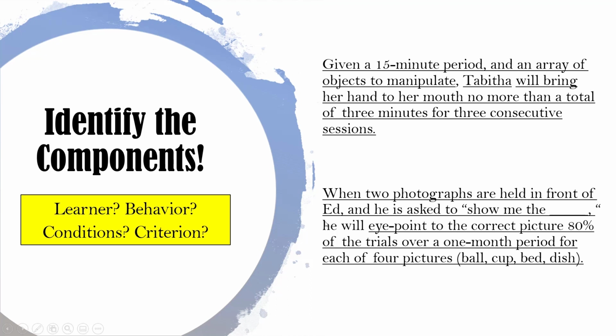On our second one, our learner is Ed, and our behavior is we want him to eye point to the correct picture. The conditions are the behavior is going to occur when 2 photographs are held in front of Ed, and he's asked to show me the ball, cup, bed, or dish, one of those. And then criterion, so we will say that Ed has mastered this objective when the criterion is 80% of the trials over a 1-month period for each of the 4 pictures. If he can do that, then we're going to say that he has mastered that objective and move to the next one.